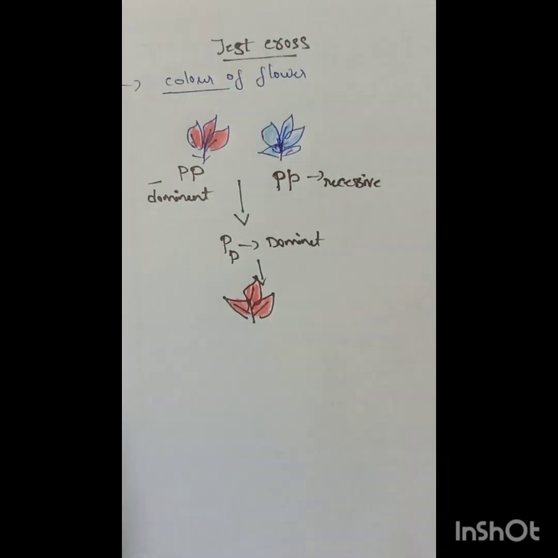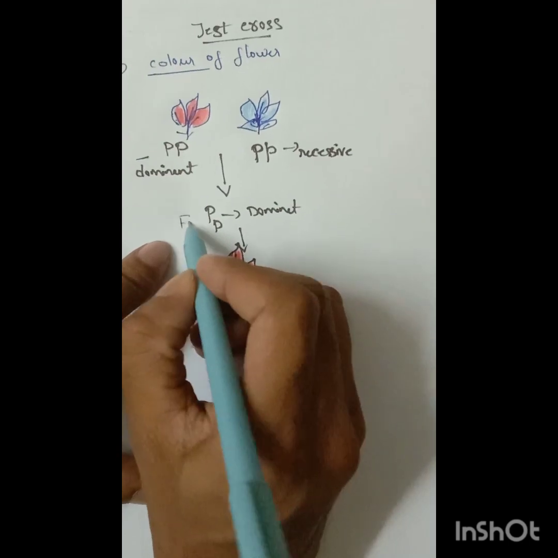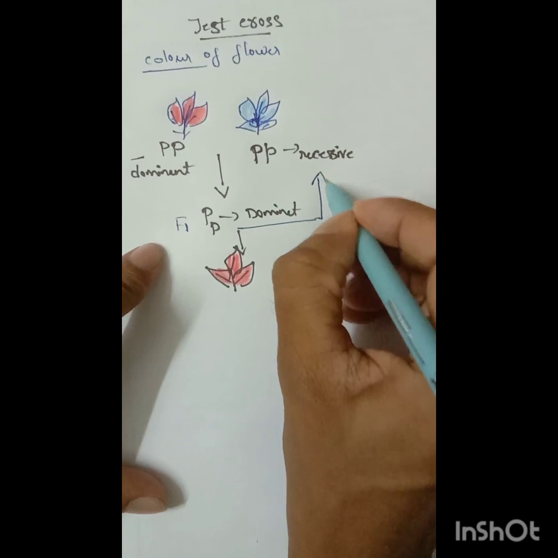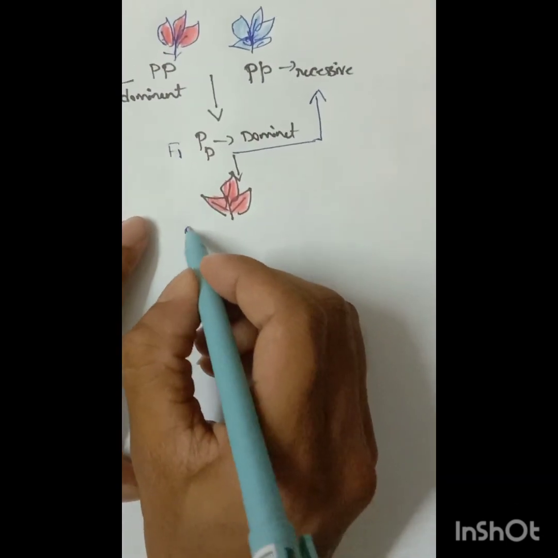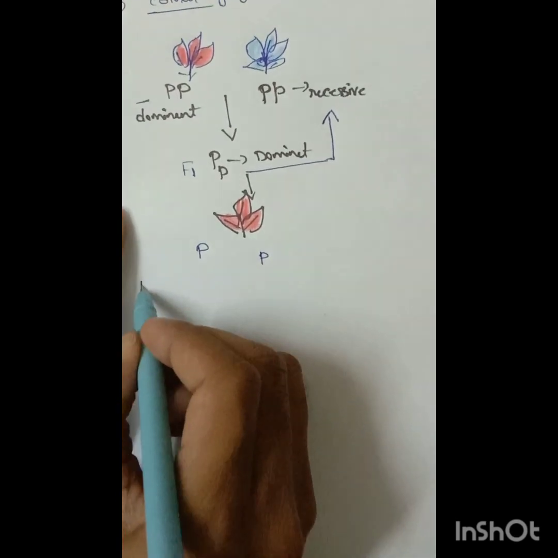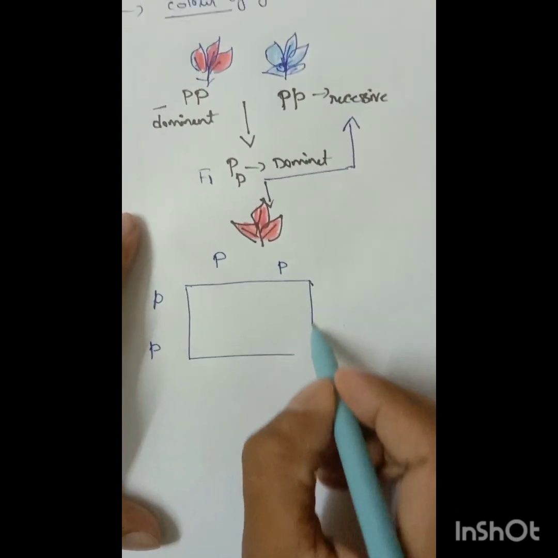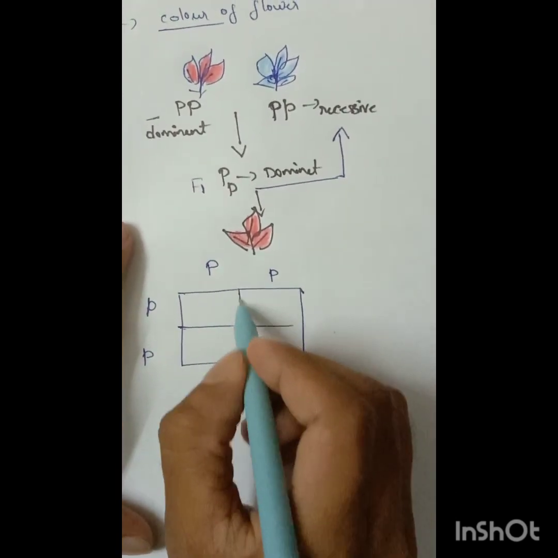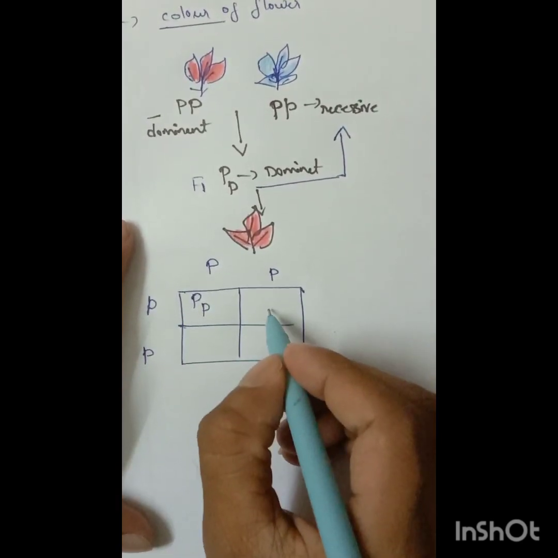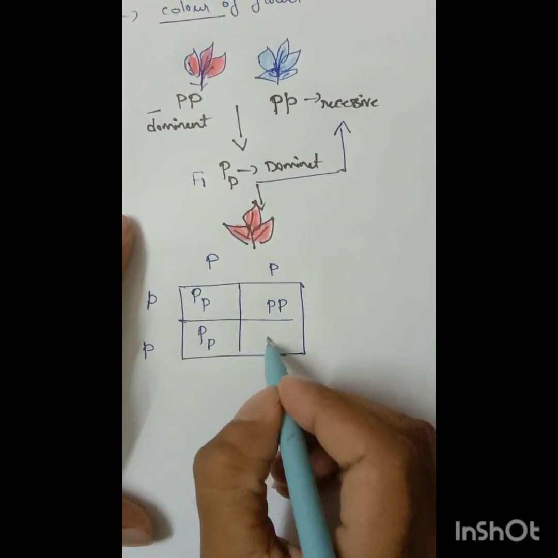So now when we cross this F1 hybrid with its recessive parent, here the recessive parent is the blue flower. So capital P, small p, small p, small p. So we get capital P and small p, small p and capital P, small p, and small p and small p.